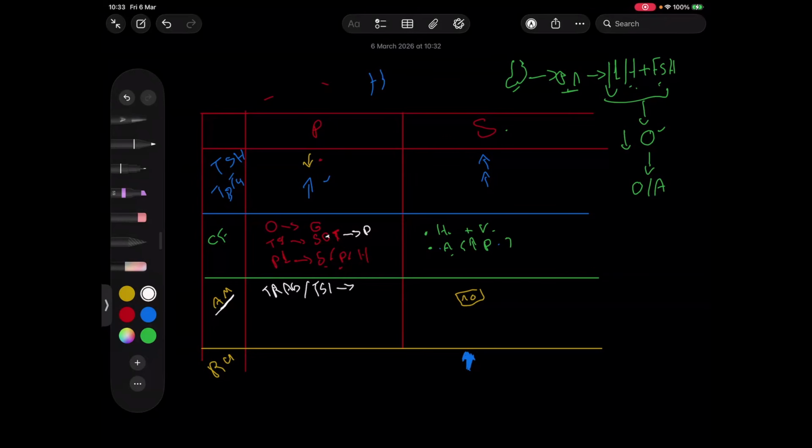What's AM? Abdullah Mustafa. Autoimmune markers. Okay. So AM.